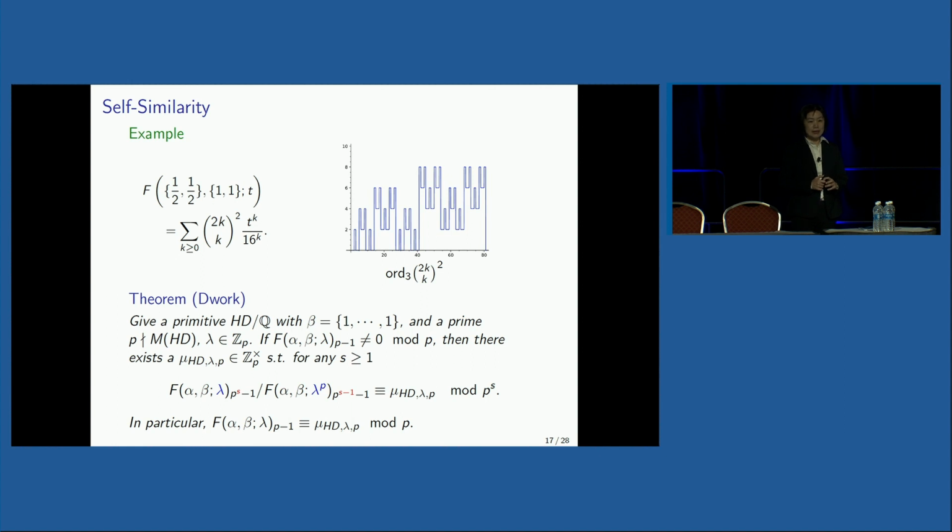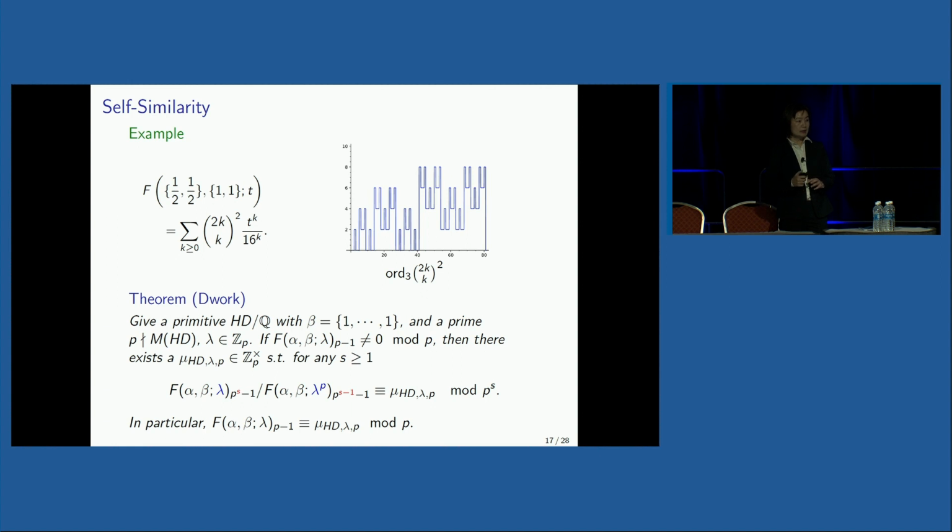Now you look at the ordinary assumption, which means you look at the truncation of your series at p minus 1. If it's not 0 modulo p, then you continue to look at quotients of two truncated hypergeometric series: the one on the top with argument lambda truncated at p to the s minus 1, over the other one, with argument lambda to the p, truncated at p to the one power less, also minus 1.